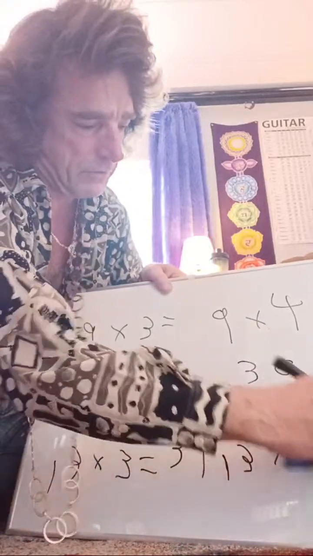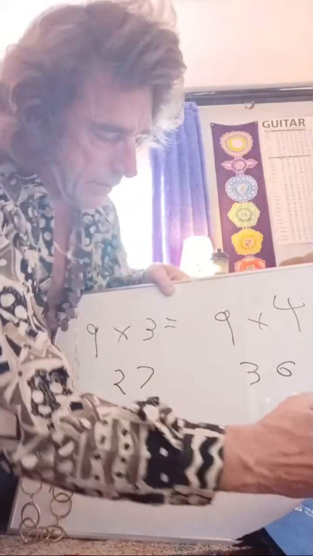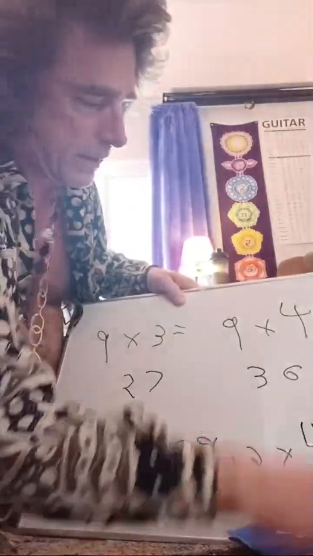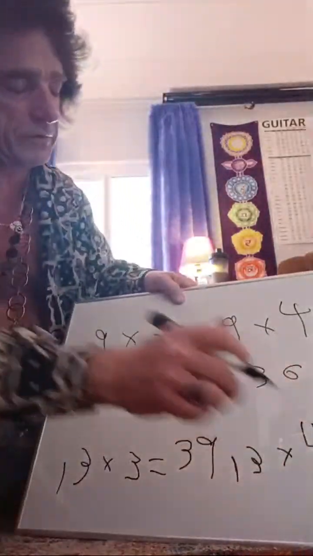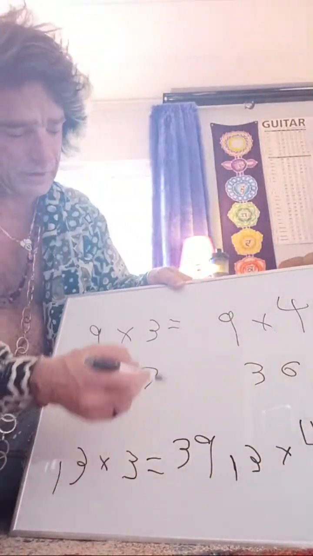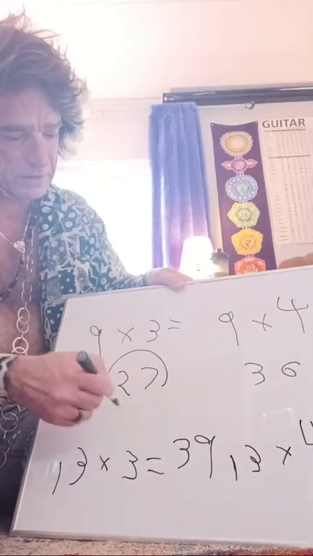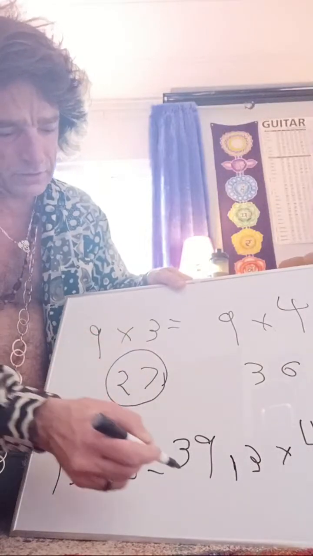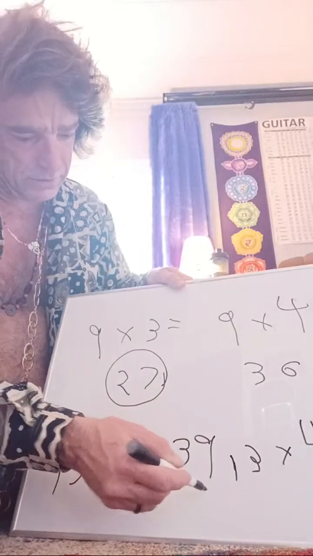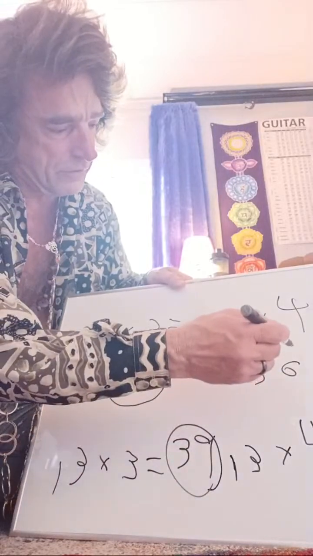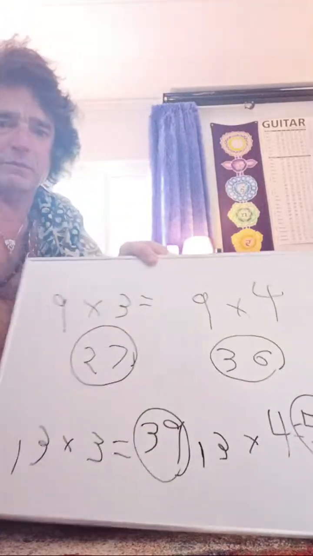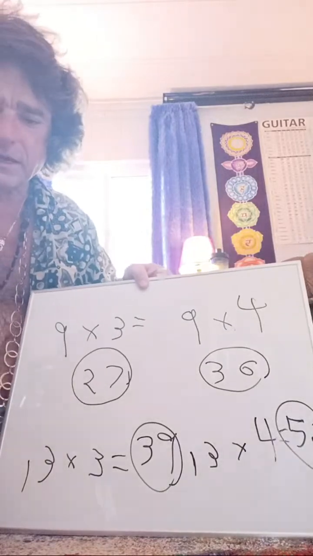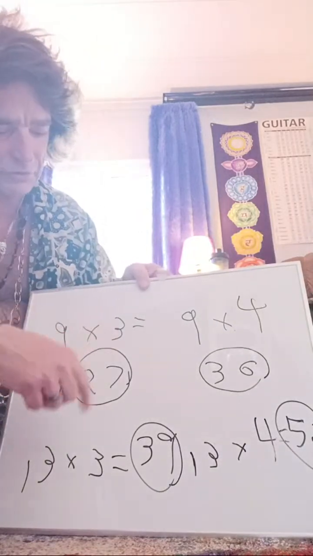Oh man, write 52 better than that. Oh God, can't even. 52. Okay, 52. So these numbers we have now. We have 27, and we have 39, and over here we have 36 and 52. So now you see where we get that. Let me erase that now.